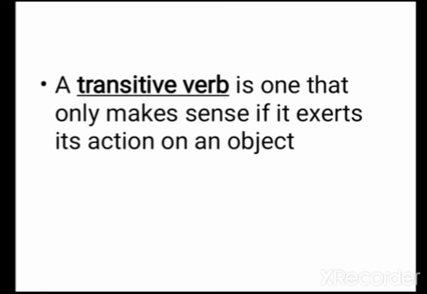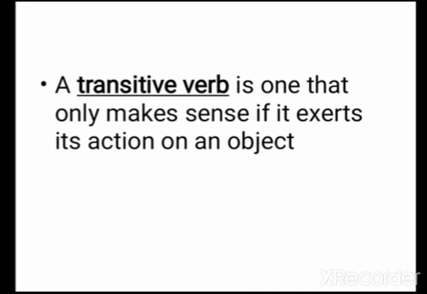One another example. Sonam broke the vase. In this sentence, the subject is Sonam and the object is vase. Here, the verb broke takes the object vase. Therefore, the verb broke is called a transitive verb.